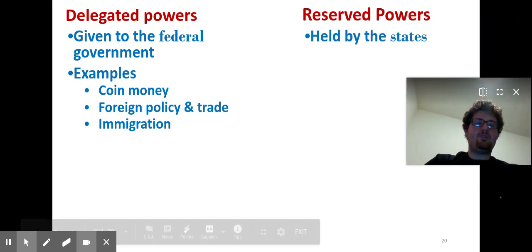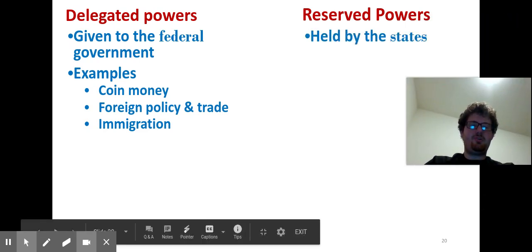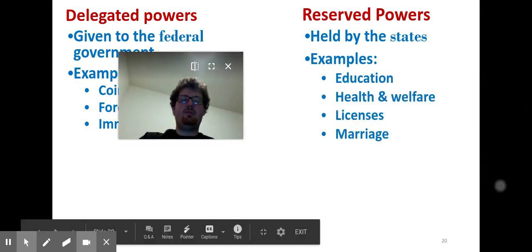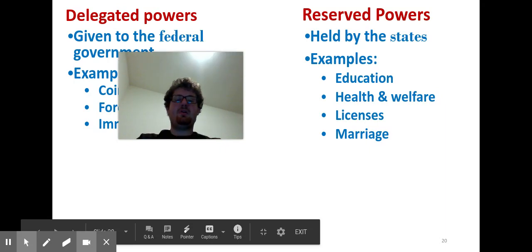Reserve powers, those are your state powers. Those are your state rights. So they're in charge of education and welfare. They issue things like driver's licenses, marriage licenses. They make their own laws, those kinds of things.